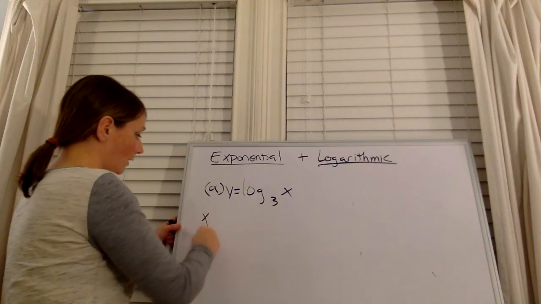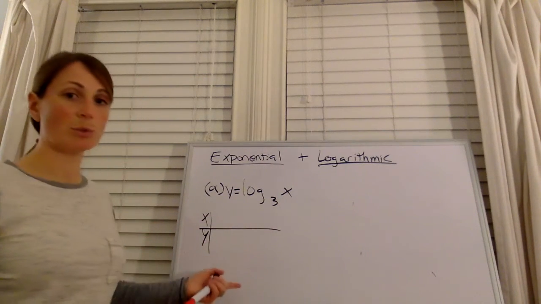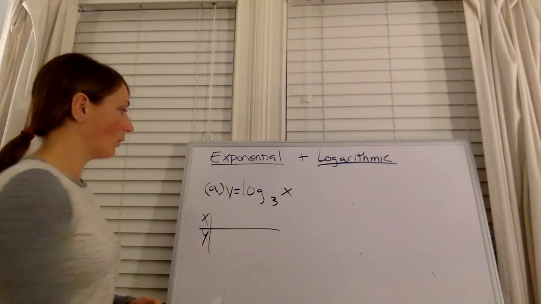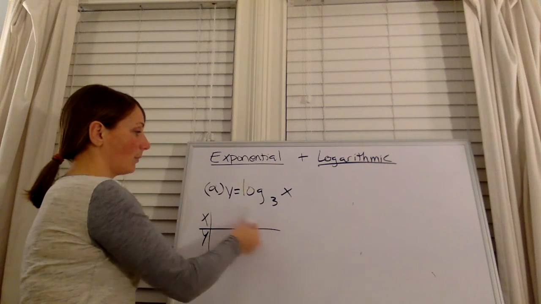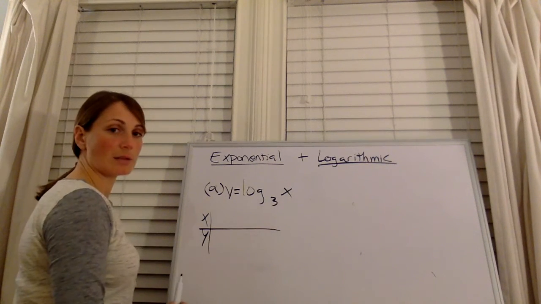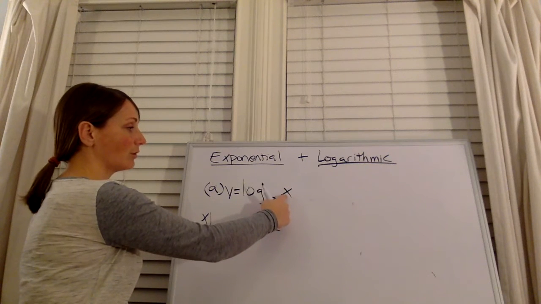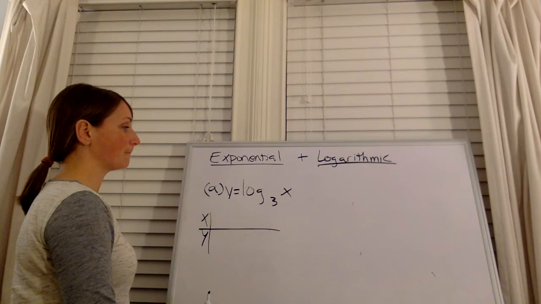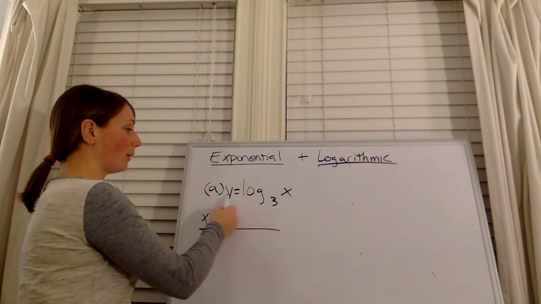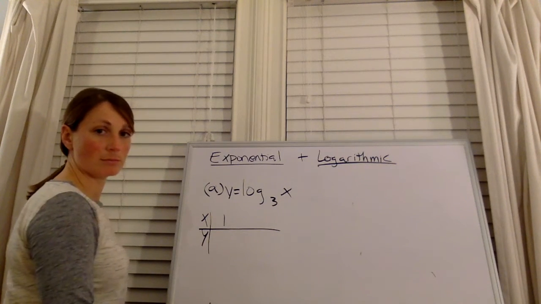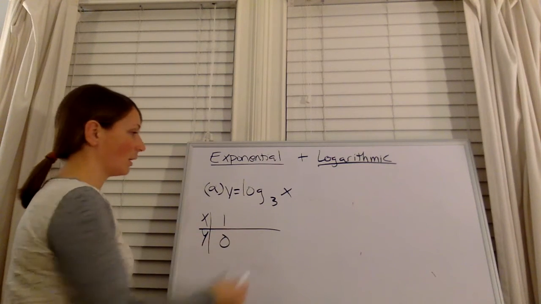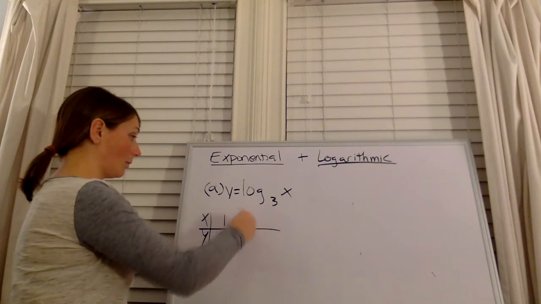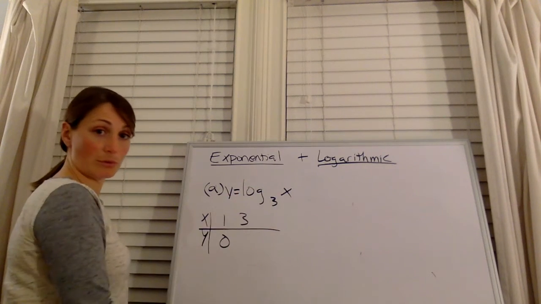But then if I go ahead and choose some x and y values, which ones am I going to choose? What's a good x input to choose there? Well, I'm going to keep this in mind. 3 to what power equals x? So I'm going to choose helpful values for x. I'm going to choose, say, 1. 3 to what power equals 1? 0. And then what's another good x value to choose? How about 3? 3 to what power equals 3? 1.